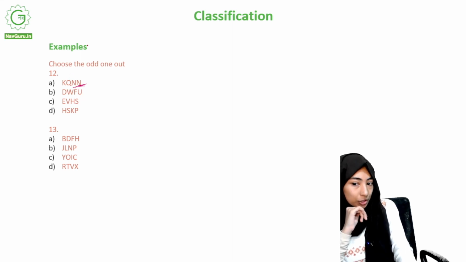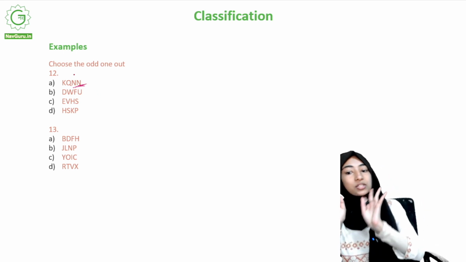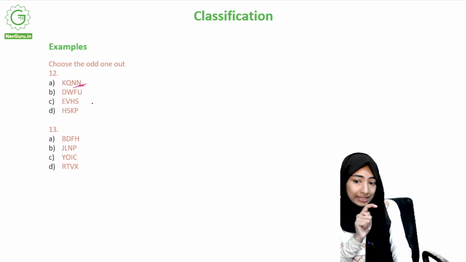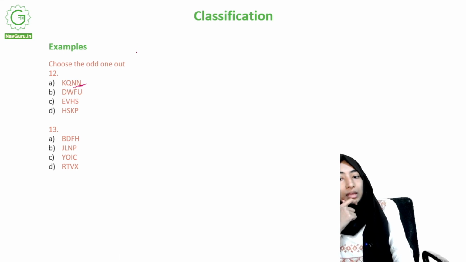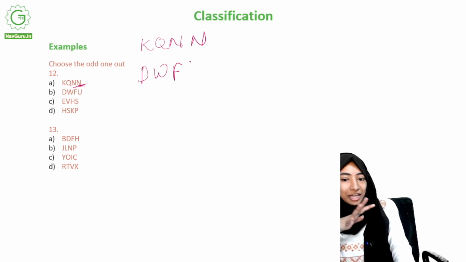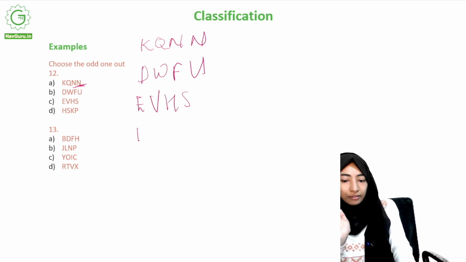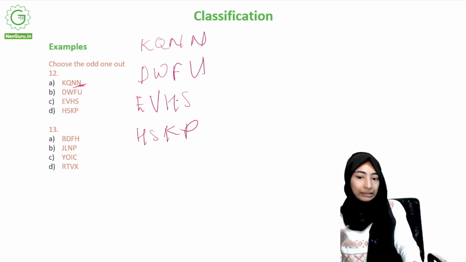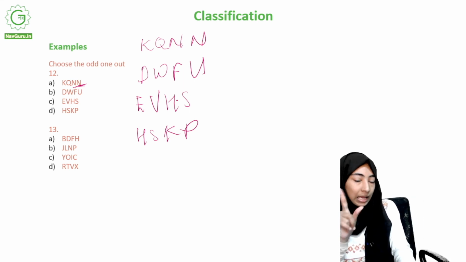Okay, do you guys also see something? I just noticed this while looking at the question. Whenever you see this question, just sort of read all options out. K, Q, N, N, D, W, F, U, E, V, H, S, H, S, K, P. Do you see something? Here, K, Q, N, N, D, W. I'll write it in a bigger size, so you guys can maybe try to figure it out. But it's fine, even if you can't. Just see if you see any specific pattern or any letters that you're very familiar with. I'll tell you what it is.